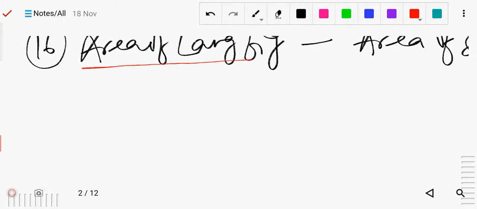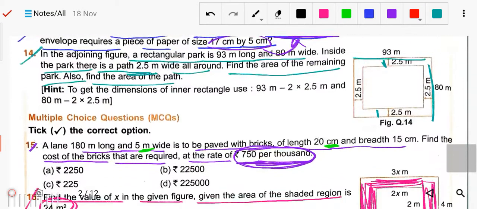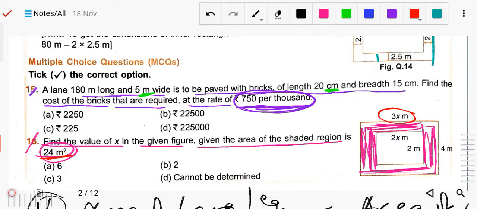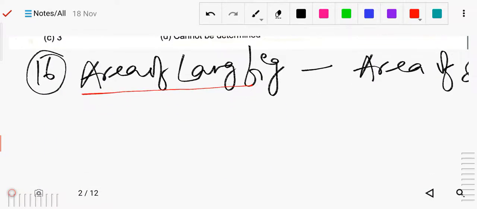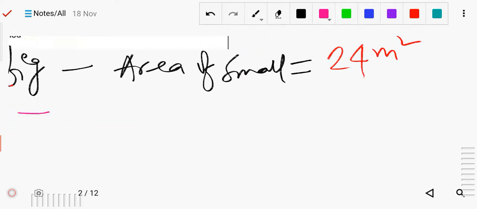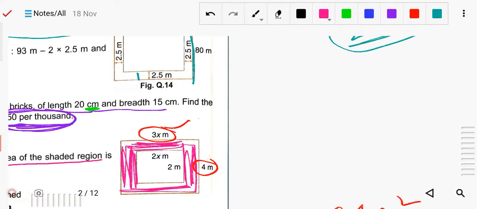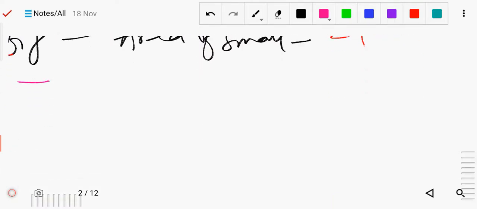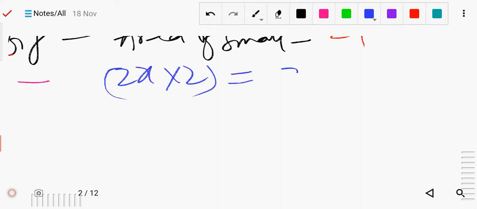The area of the large figure: you can see 3x meter and 4 meter. So you can multiply here: 3x into 4, because this is the length and breadth. Minus the area of the small figure: you can see 2x meter and 2 meter. So here you write 2x into 2. And now it equals 24.